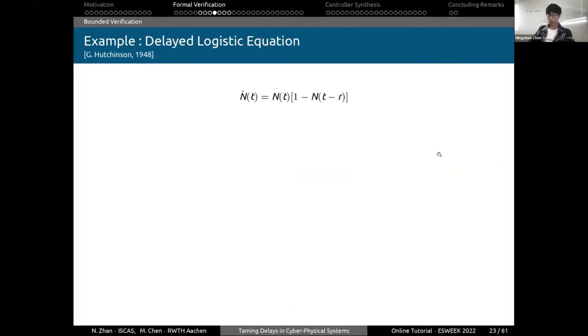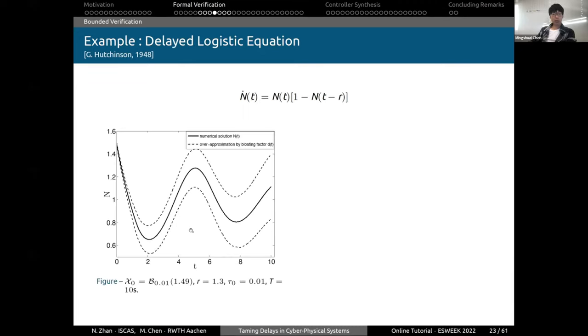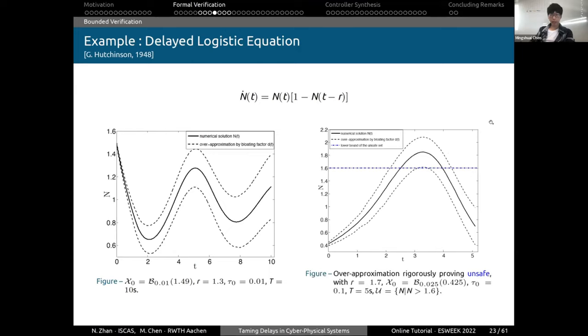Here I give some examples to illustrate the simulation-based idea. Again, we use the delayed logistic equation, where n is the population size and r is the constant delay. So in a very specific setting, you can see the bloated over-approximation of a simulated trace. This dashed tube is the over-approximation. And here on the right-hand side is an instance where we can prove unsafety.